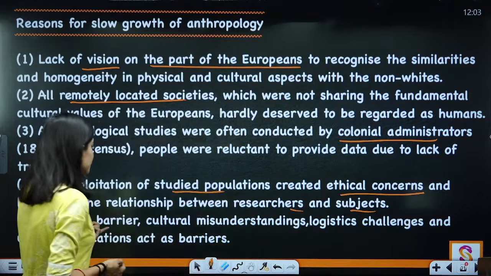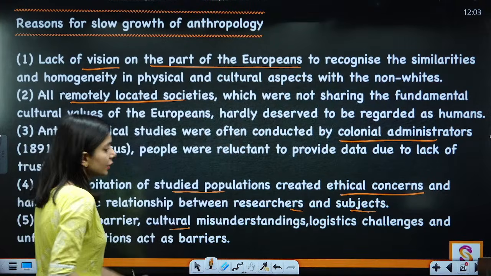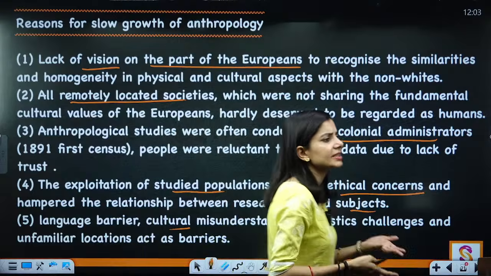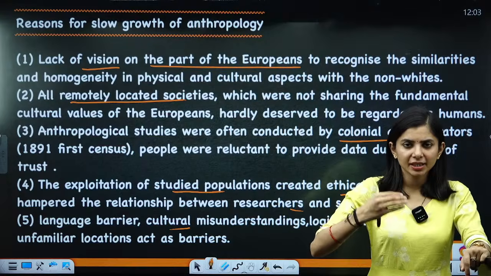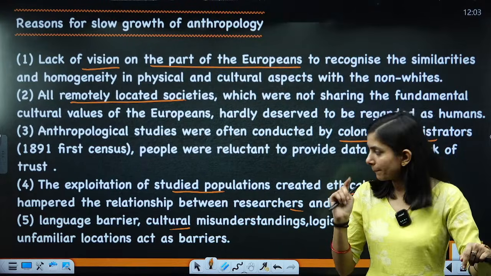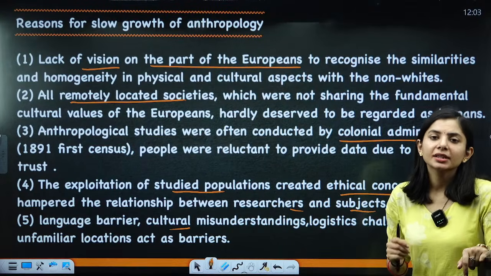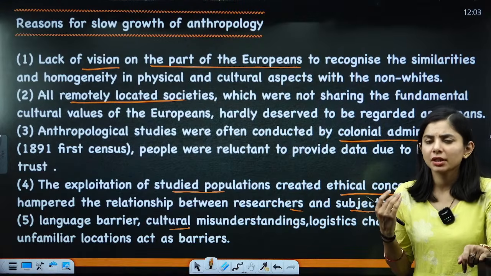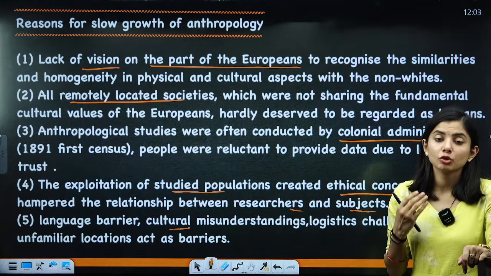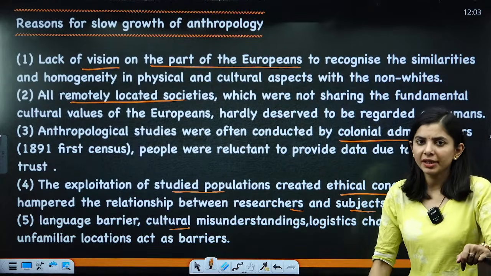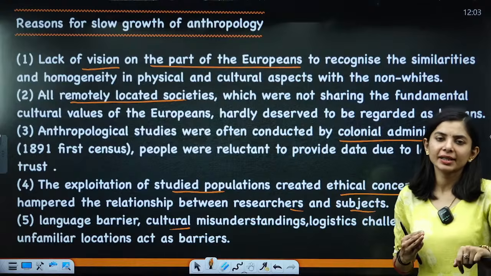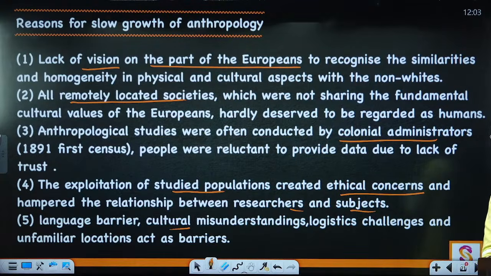Now, language barrier, cultural misunderstanding, logistic challenges. Now it's so easy. Logistically, you can commute from one area to another easily. But in the previous time period, that was not so easy. There were so many language barriers and so many logistic barriers. So many things were there. Fine. Okay. So now write down the heading: reasons for the slow growth of anthropology.